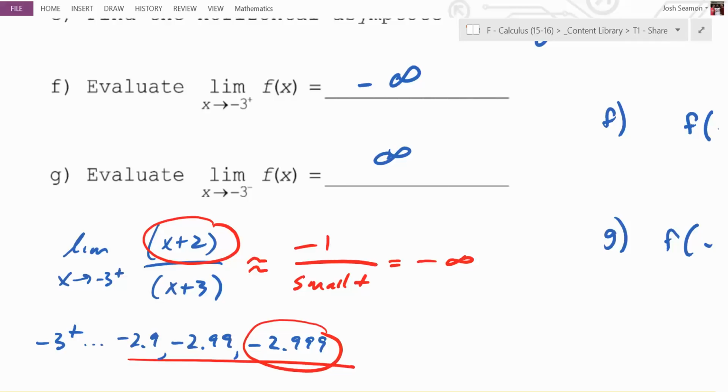What's the only thing that changes when you go from the other side? Instead of negative 2.999, it might be negative 3.001. When you add 3, what changes here? It becomes a small negative number. Negative over negative is positive. One of them is infinitely small, one of them is a number, so it's going to be positive infinity. Does that make sense?